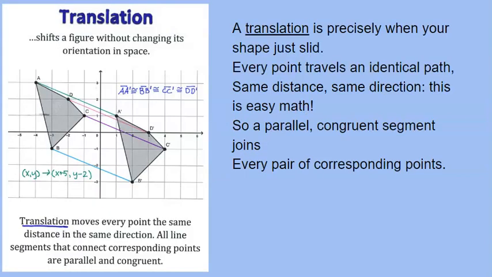A translation is precisely when your shape just slid. Every point travels an identical path, same distance, same direction. This is easy math. So a parallel congruent segment joins every pair of corresponding points.